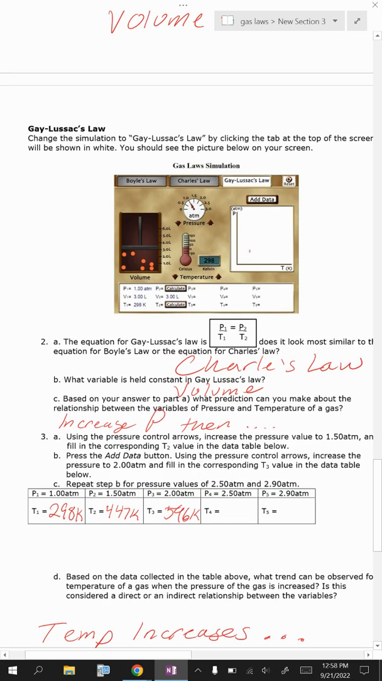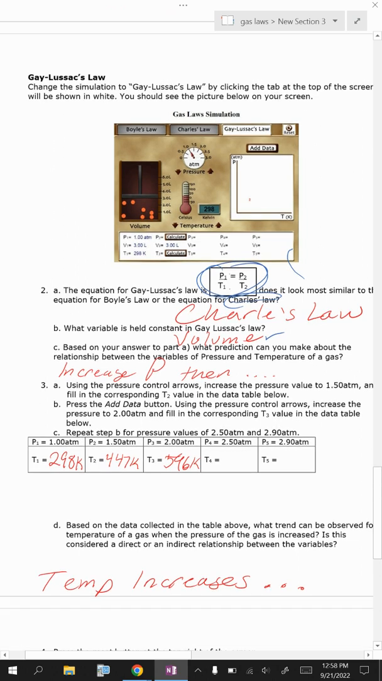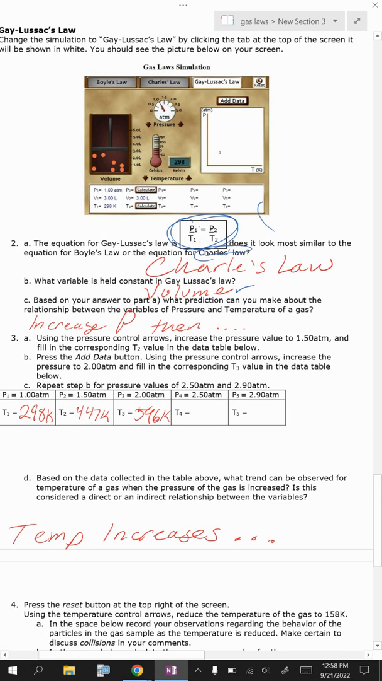Let's move on to a similar law. Gay-Lussac's law is going to be our last one. It's most similar to Charles' law. This equation looks very similar to Charles' law. But there's one variable we're not testing. We're only testing pressure and temperature. What do we leave out? Volume. We leave out volume. If I am only testing pressure and temperature, what would happen if I increase the pressure? I squeeze a bottle, per se. If I increase the pressure, then I increase the temperature.